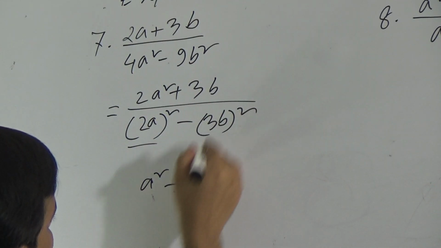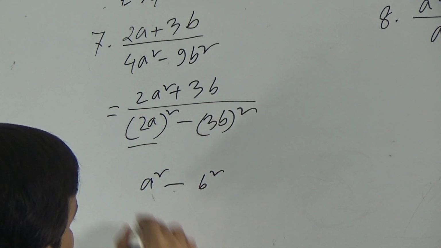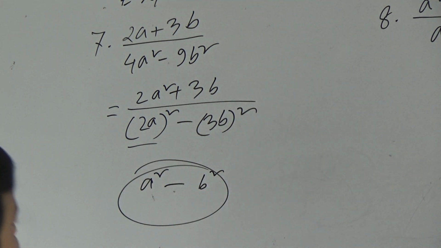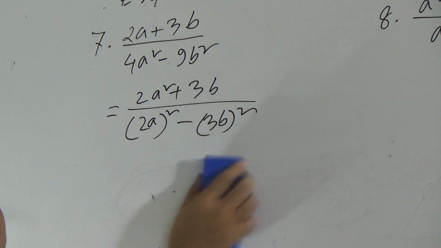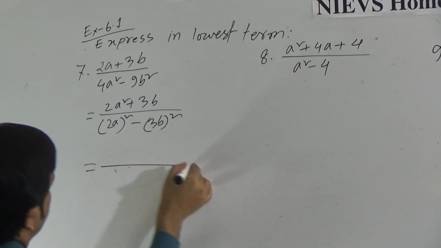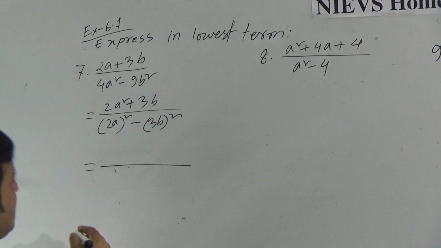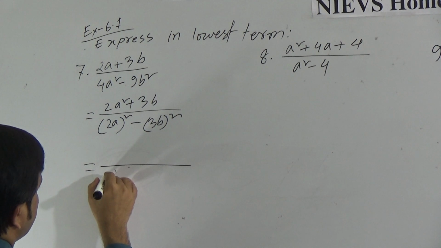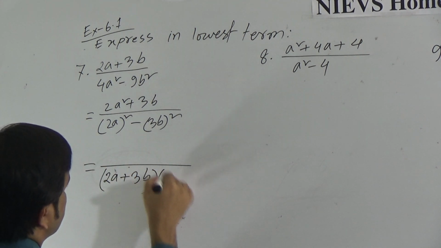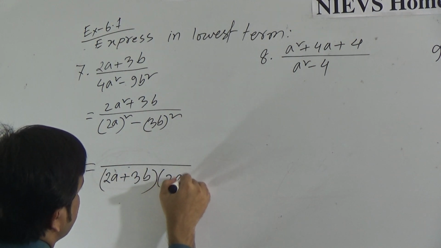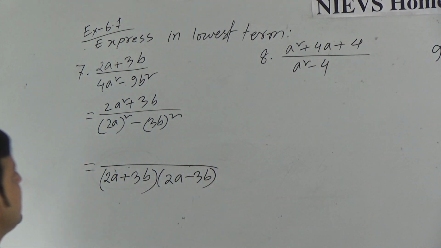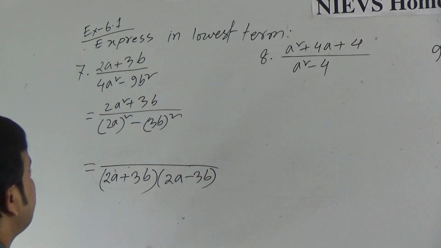It means that in the denominator we can see here, suppose 2a means a, so here a square, and 3b means b. It means that a square minus b square. We can apply the formula of a square minus b square in the denominator. So, the formula of a square minus b square means a plus b into a minus b. Here a means 2a, b means 3b. So, if we factorize the denominator, we will get this.